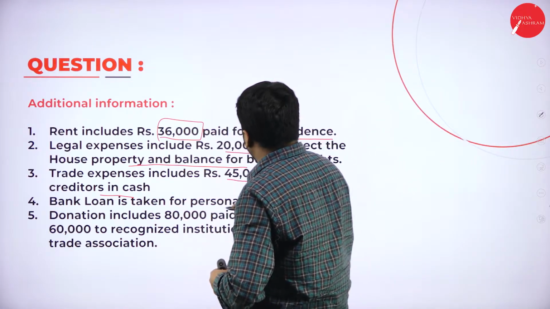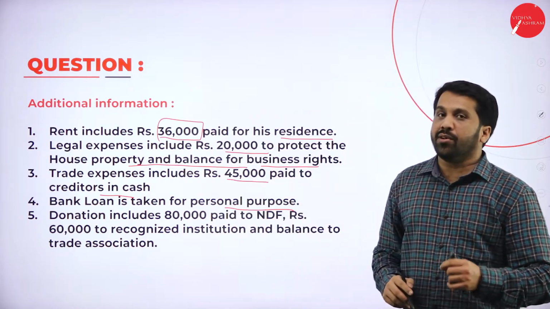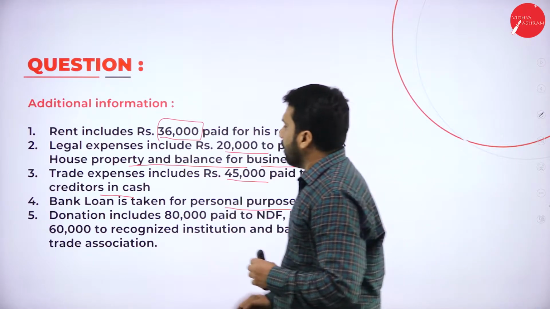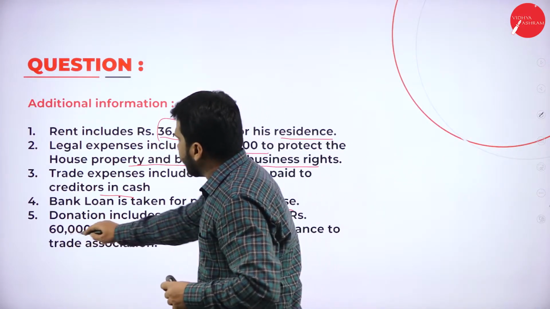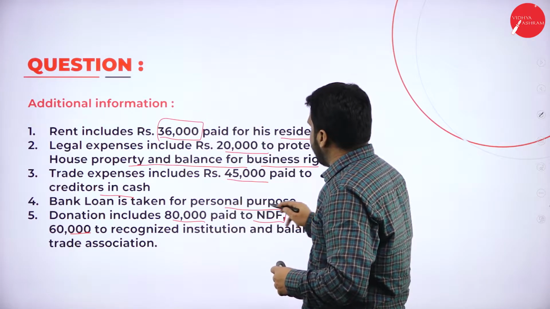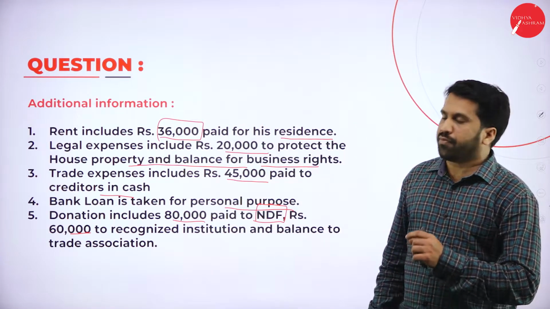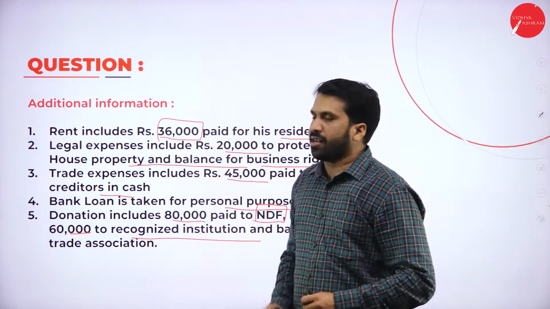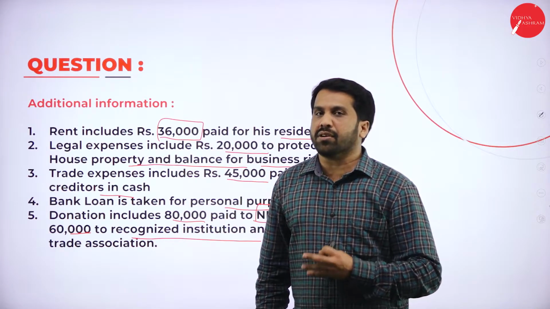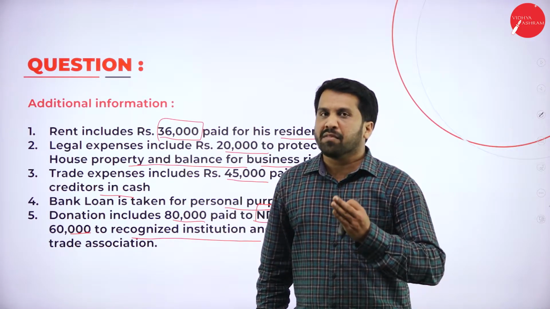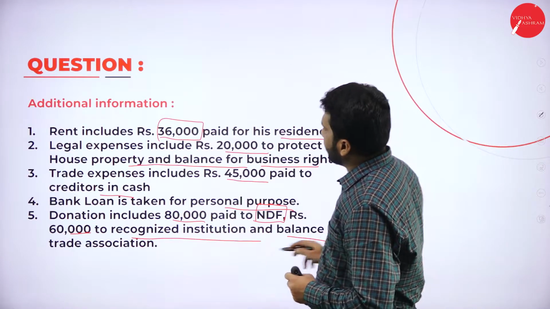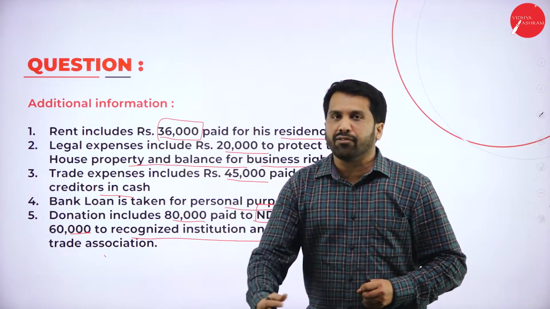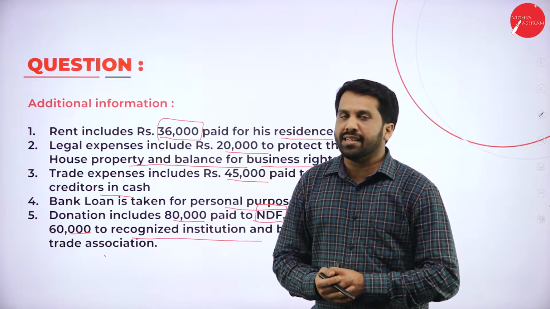Bank loan is taken for personal purpose. Bank loan is personal means you are supposed to consider it as a disallowed item. Donation includes 80,000 and 60,000 to NDF, National Defense Fund, and a recognized institution. Both come under disallowed items. Why? Because you have not spent for business. And the balance to trade association, other than 80 and 60, whatever is left out will be your business expenditure.